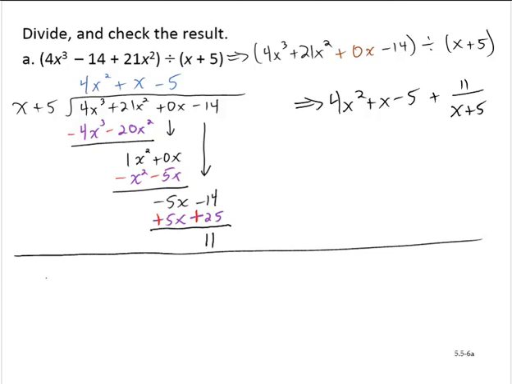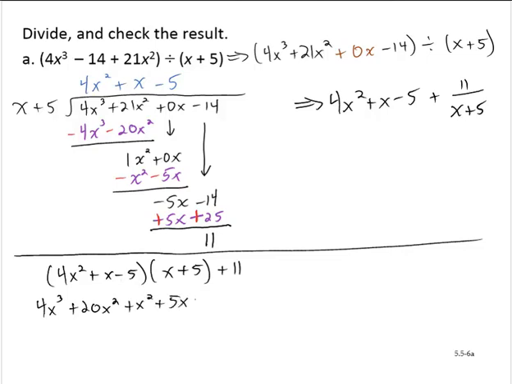Let's run through the check. Take the quotient by the divisor, add the remainder, and let's see what we get. Alright, 4x squared times x is 4x cubed. 4x squared times 5 is 20x squared. x times x is x squared. x times 5 is 5x.